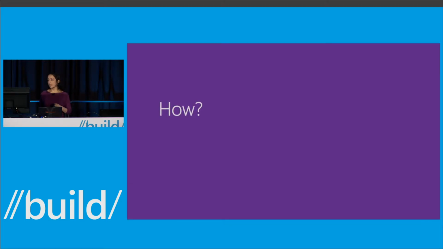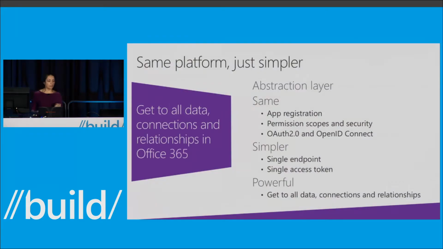So I'm going to talk a little bit about how you can build your applications on top of this API. But first, I'm going to talk about how this is the same platform. This is the same Office 365 platform that you're familiar with. What we're putting here is just basically an abstraction layer. It's the same app registration, the same permission scopes and security that we have for accessing our APIs. It uses the same OAuth 2.0 and OpenID Connect flows.